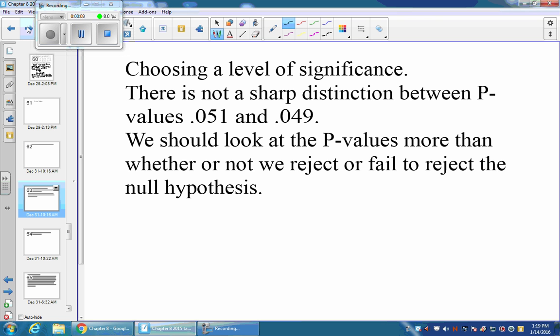Now, choosing a significance level of 0.05, there's really not a sharp distinction between a p-value of 0.051 and a p-value of 0.049. It's kind of silly that we have to draw a line in the sand somewhere where one we say we reject the null hypothesis and the other we fail to reject, when they're practically the same value. So when you're reading a study, don't just look at the interpretation, also look at the p-values, because the p-values are just as important as your interpretation.